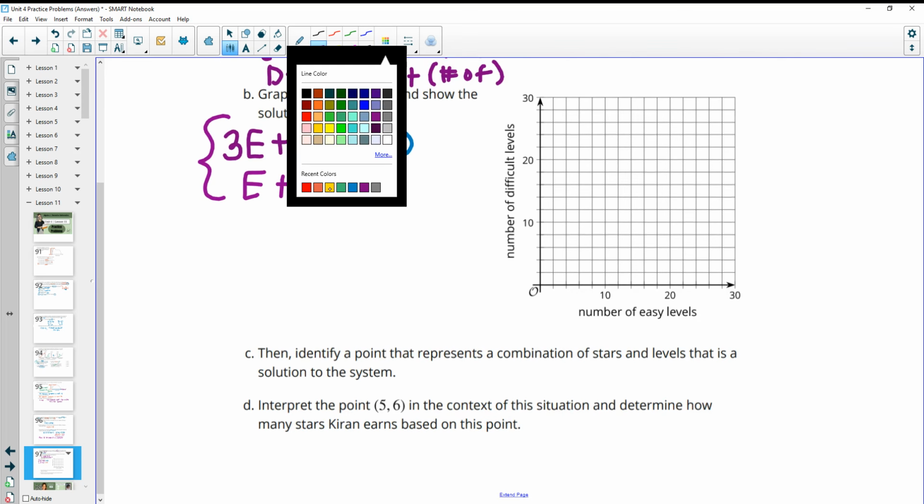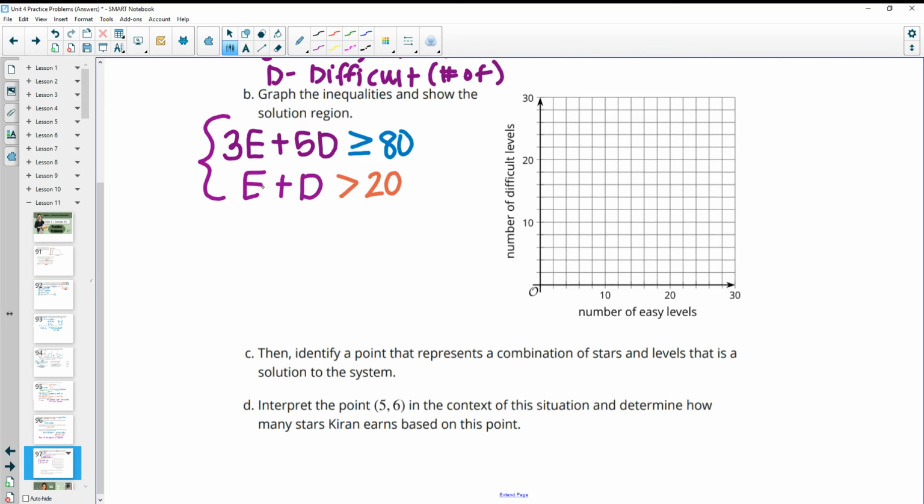I'm going to go ahead and graph this second one first. And I'm just going to graph the intercepts. So for easy levels, if I do 0 difficult levels, so E plus 0 equals 20 or more, right? So I had to do more than 20. So if he only completed easy levels, he'd complete 20. If he only completed difficult levels, he'd be at least 20. And then we can just connect these.